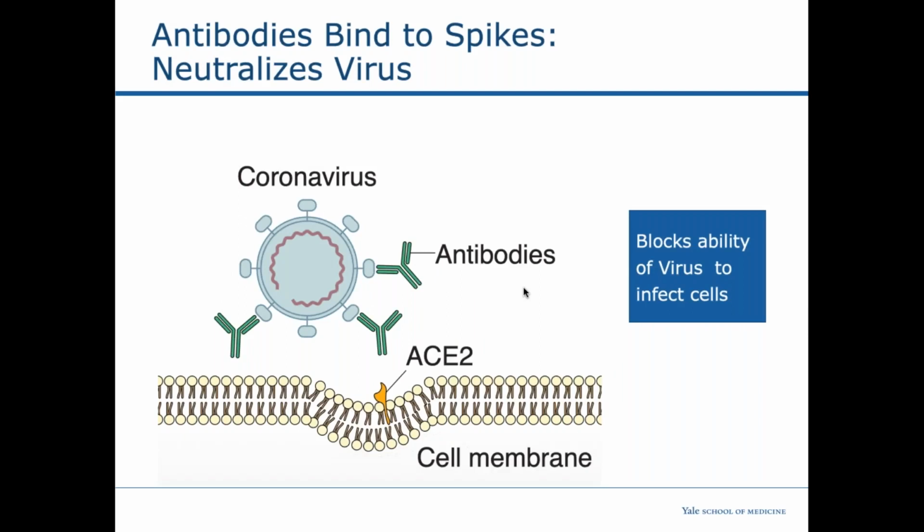One of the functions of antibodies is neutralization. They block the ability of the coronavirus to infect cells. Here we see a schematic of the coronavirus where an antibody against the spike protein is binding, and it blocks the ability of the spike protein to bind to that ACE2 protein on the membrane, and therefore it cannot infect.